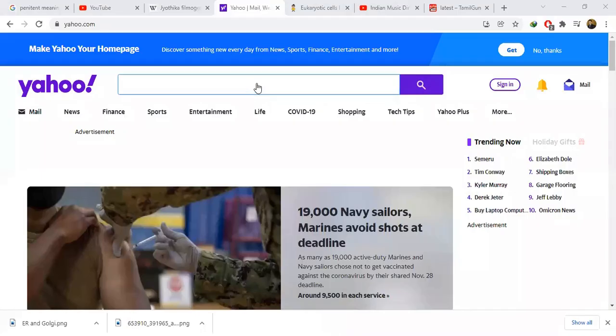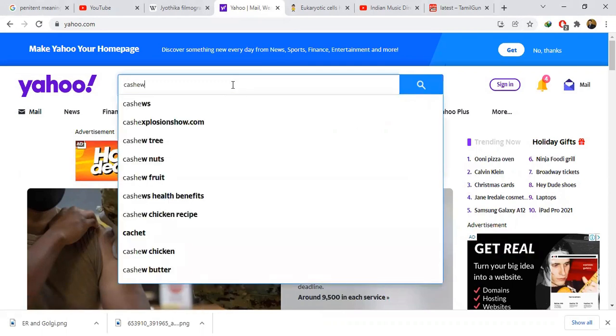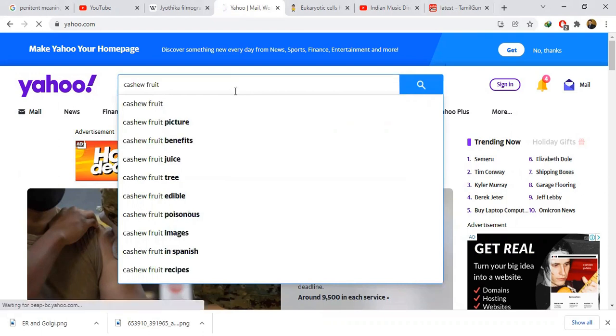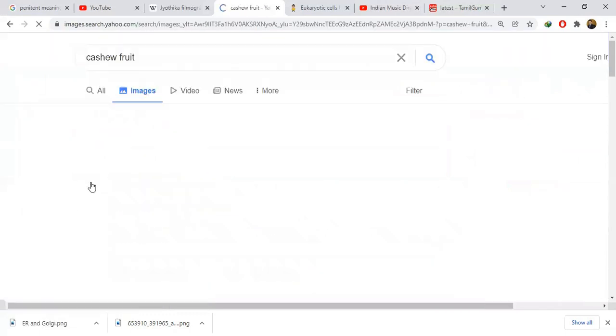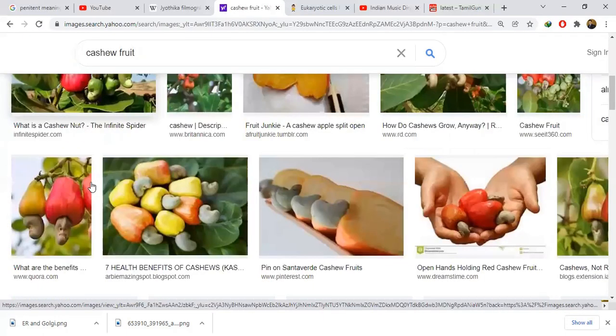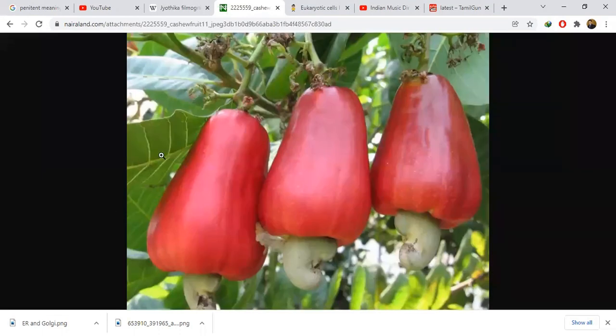Simply think like this. Cashew fruit. When you look at the cashew fruit, some people say Jesus made this fruit. That's why he has placed the seed outside. Generally, the seed will be staying inside. No. Here it is staying outside. This is the seed and this is the fruit.